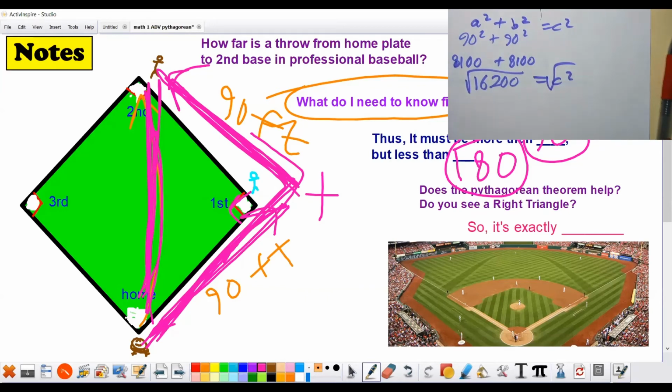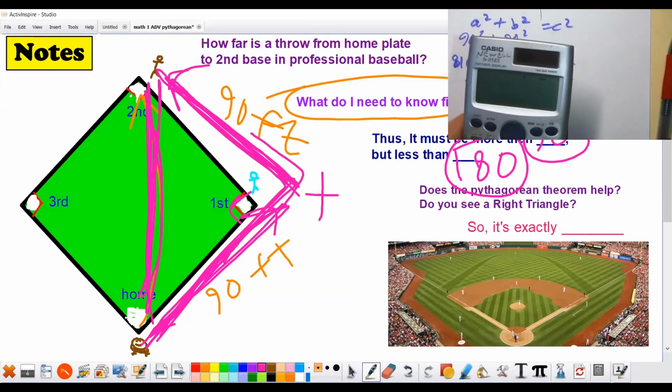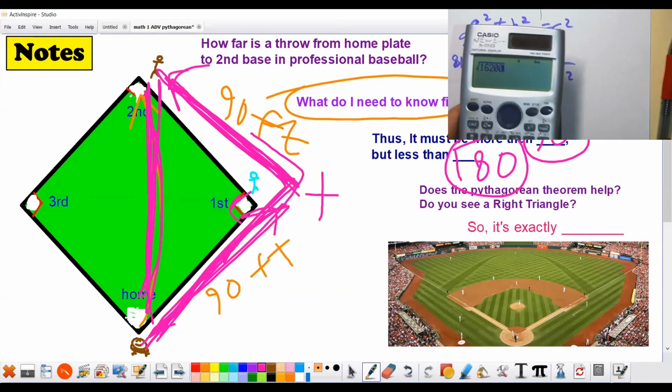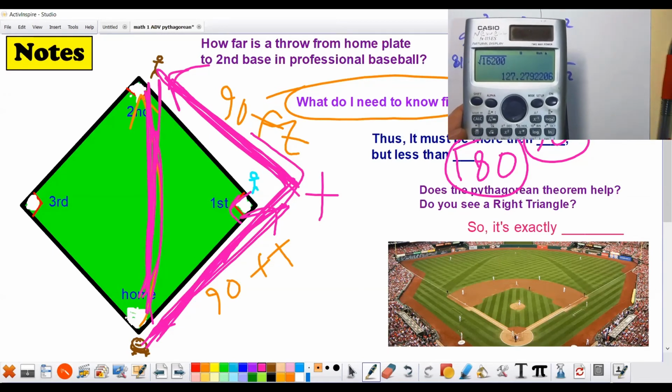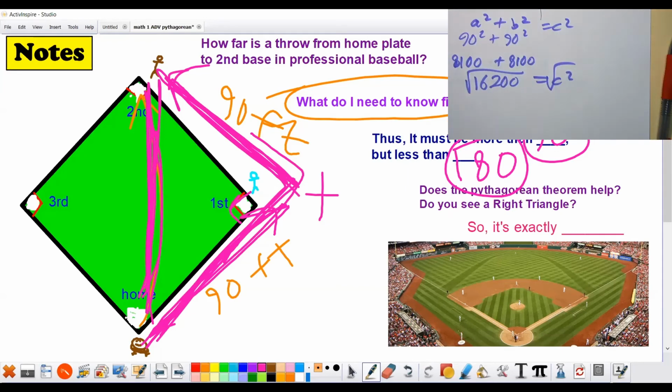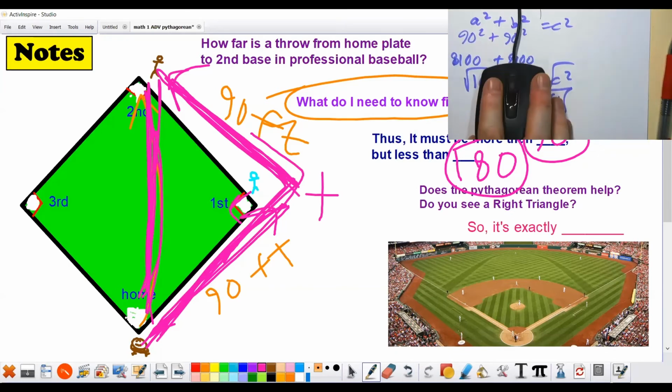And I know what my calculator is going to say. It's going to give me a funny radical again. It says 90 times the square root of 2. I'm going to hit 127.3. So 127.3 feet. Yeah, so that's how far it is. So it's a shortcut. Instead of walking 90 and 90 or throwing the ball 90 and 90, the catcher has to throw the ball 127 feet. Pythagorean theorem.